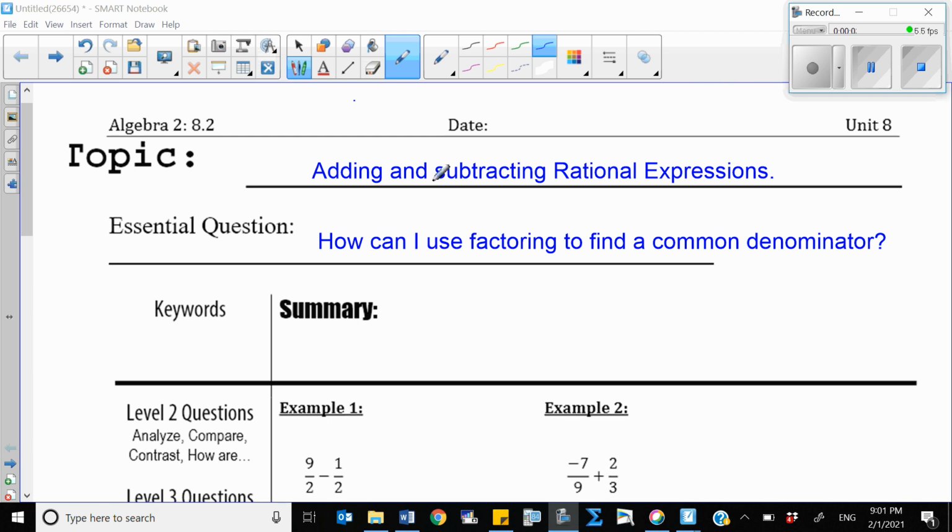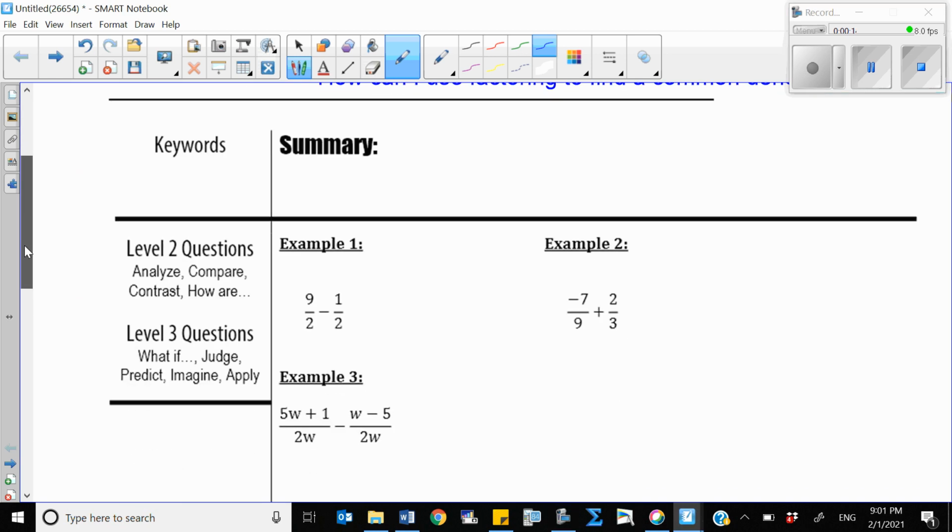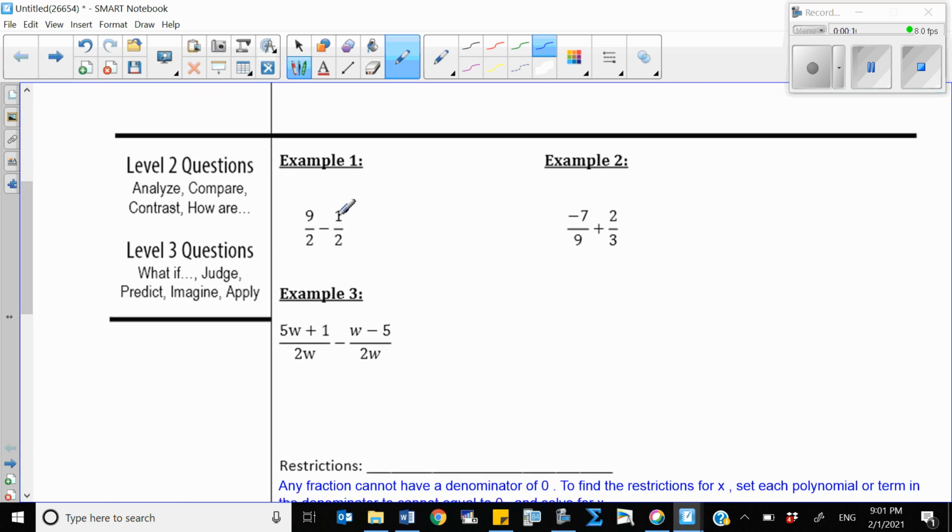Hi everyone, today we are going to learn about adding and subtracting rational expressions. Our essential question is, how can I use factoring to find a common denominator? Let's work on these two examples first. We have some rational numbers we want to add and subtract.